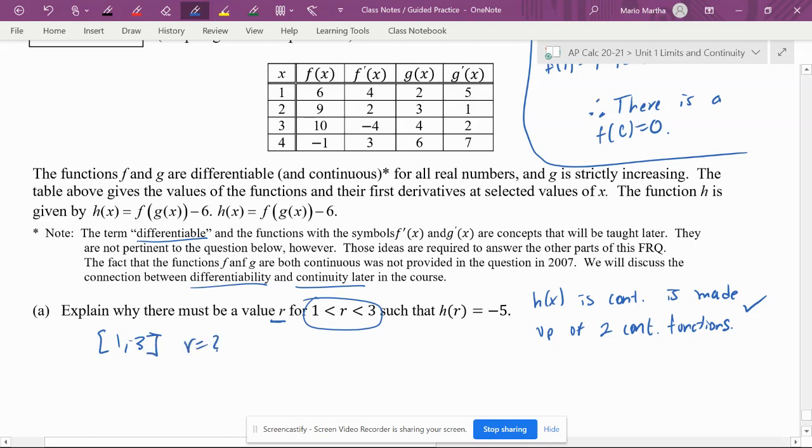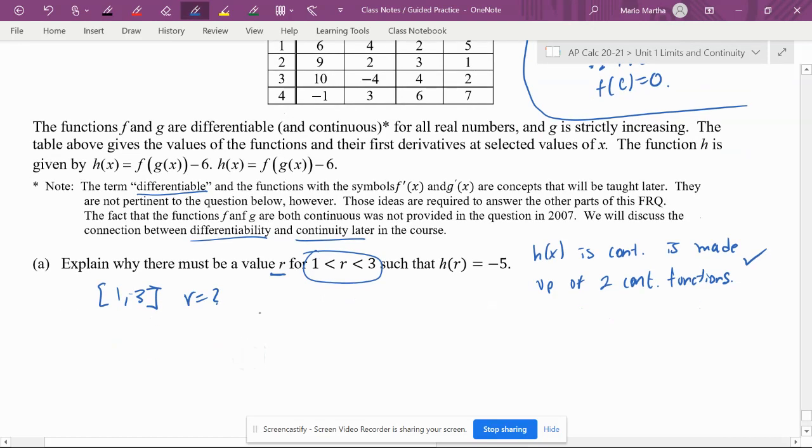So r equals something. And then they're telling me that there must be at least one r that makes h equal to negative 5. So let's look at what h of 1 is first. So h of 1, right, which is our first endpoint. So I want to find the range. And once I find the range, if negative 5 is inside the range, there must be at least one r. All right. I'm not going to know what it is, but at least I can determine that that number belongs in the range. So we're doing f of g of 1 and then minus 6.